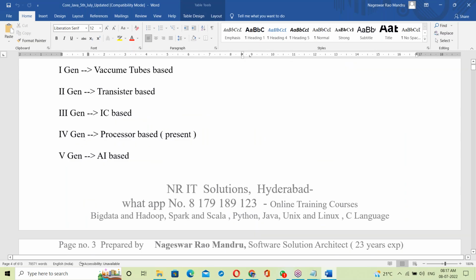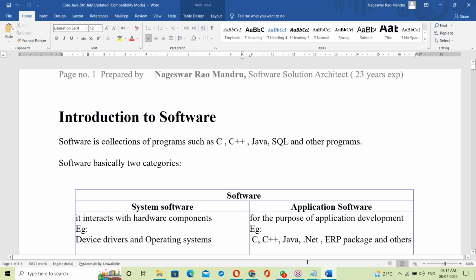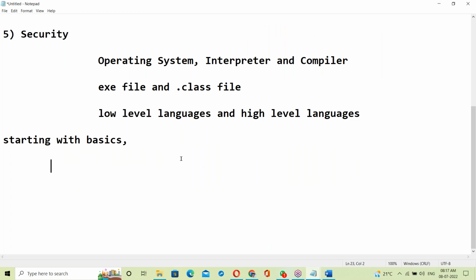So let us start with basics here, starting from the scratch. Even non-IT background people can understand these basics. Anyone can understand easily.